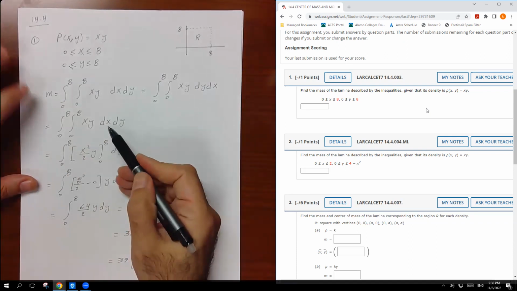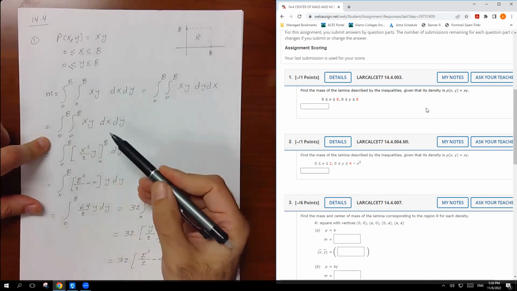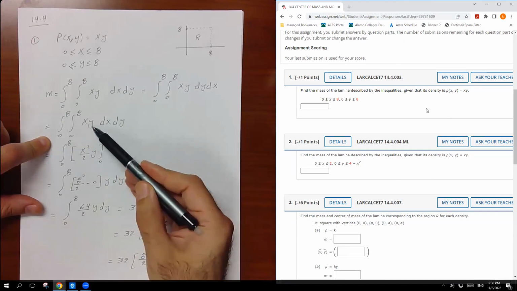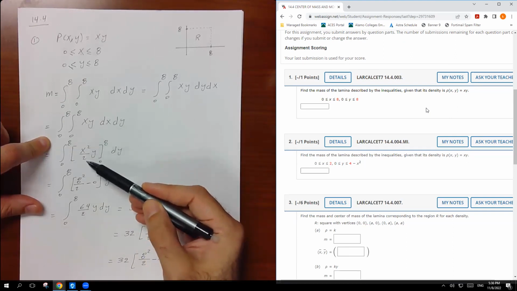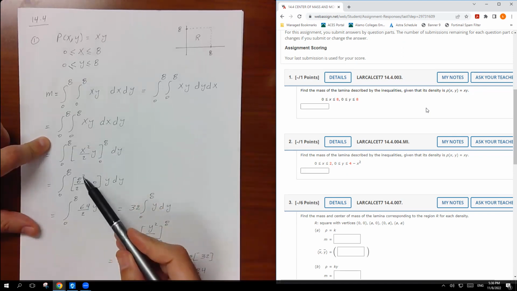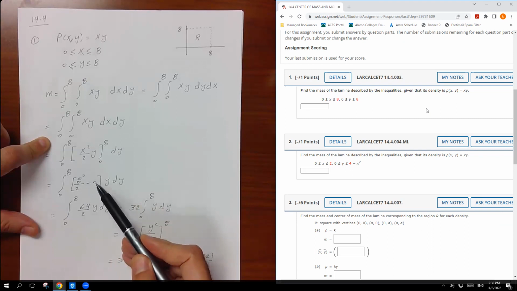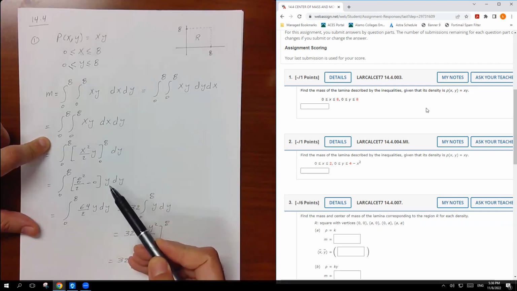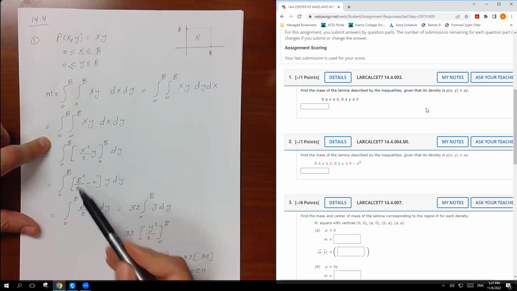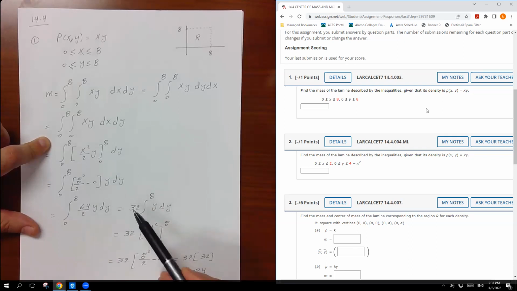That means we're going to do the integral for x first. So for x, the y is constant. So it's going to be x squared over 2 from 0 to 8. Plug in the 8. So it's going to be 8 squared over 2 minus 0. And here is the y, then dy, which is going to be 64 over 2. That means it's going to be 32.